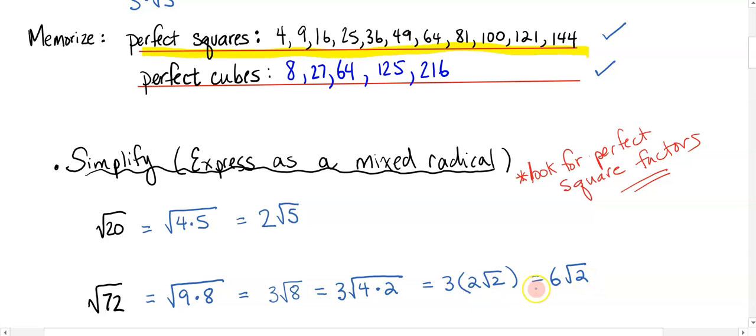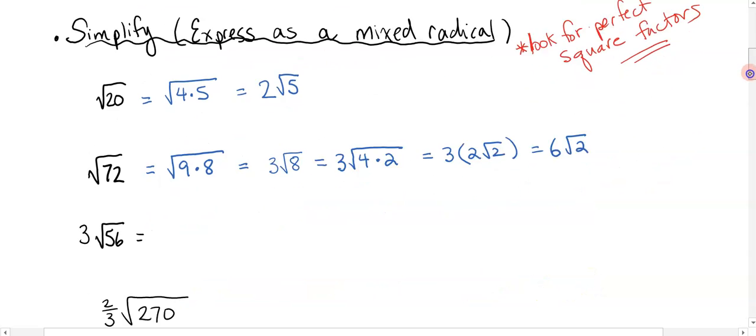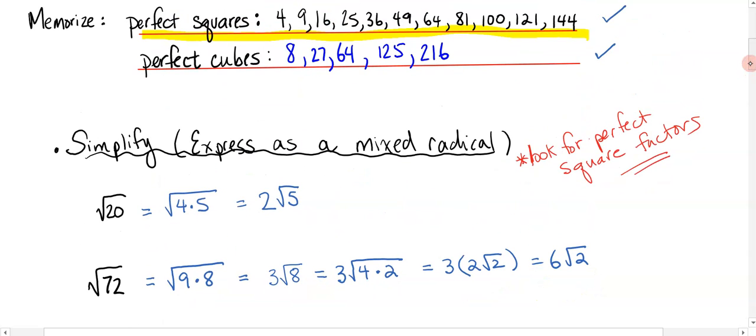Right? So it was more work, but it was possible. So the key is, can you always find the largest perfect square that goes into this number? If you had noticed right off the bat that 36 times 2, you would have saved yourself a lot of work, because the square root of 36 is 6. And there you go. You get the same answer with a lot less work.